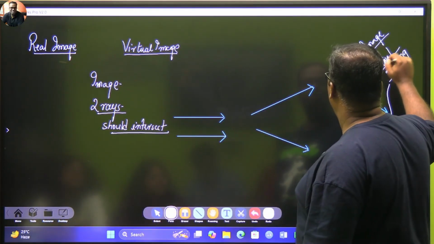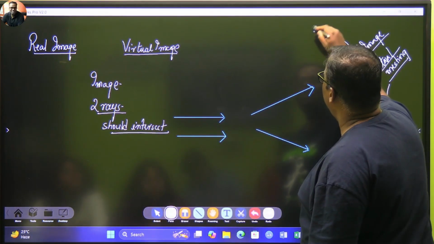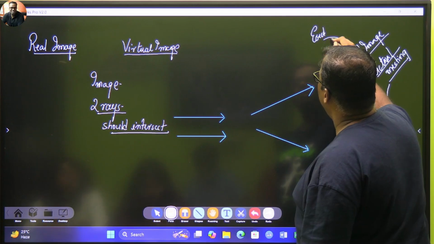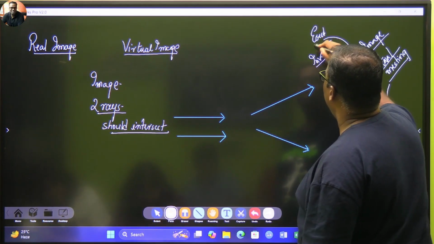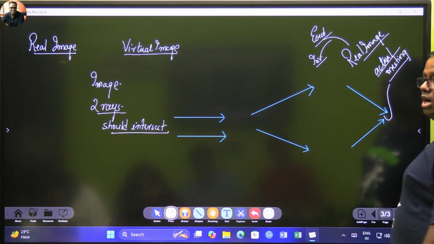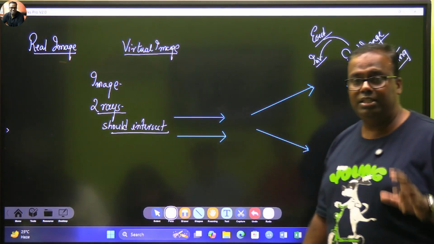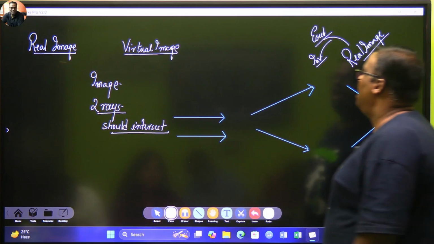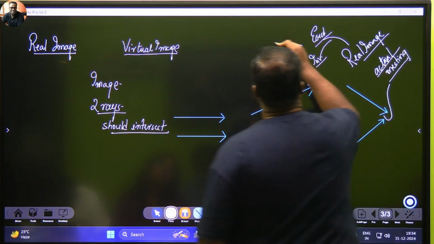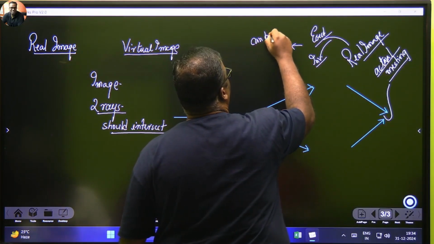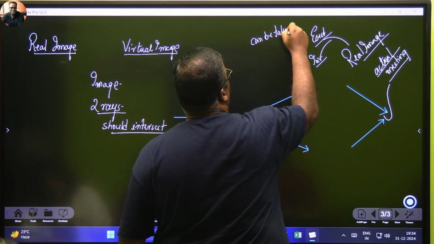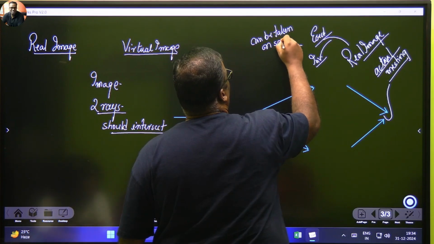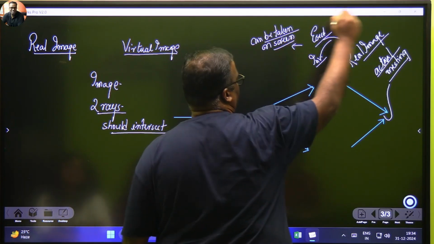This real image can be an erect image. It can be an inverted image also. There is no issue in that. A real image is formed by the actual meeting of 2 rays. Understood? It means the 2 rays should always be convergent in nature. And this image can be taken on a screen.